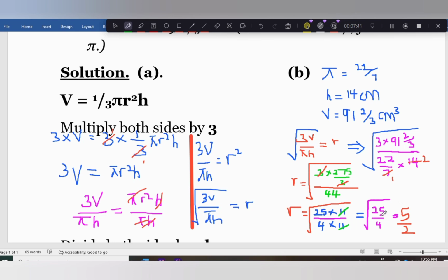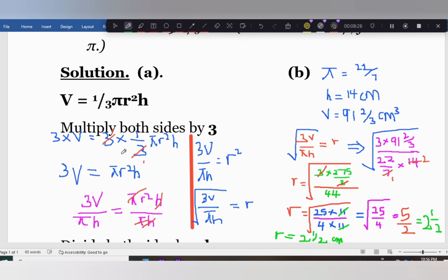So we have the square root of 25 divided by 4. The square root of 25 is 5, and the square root of 4 is 2. Of course, that will give us the final answer, which is 2 1/2. So r, finally, which is the radius, is 2 1/2 centimeters. That will be our final answer.